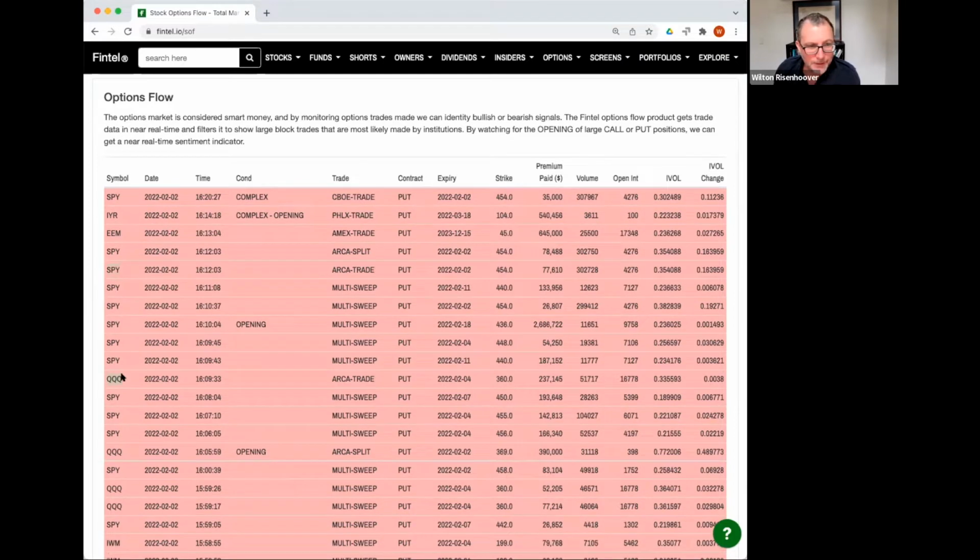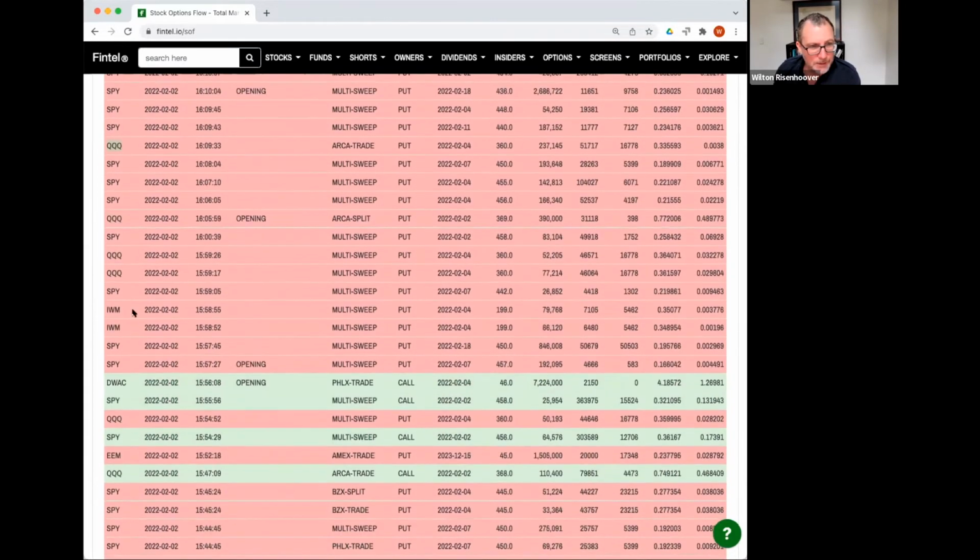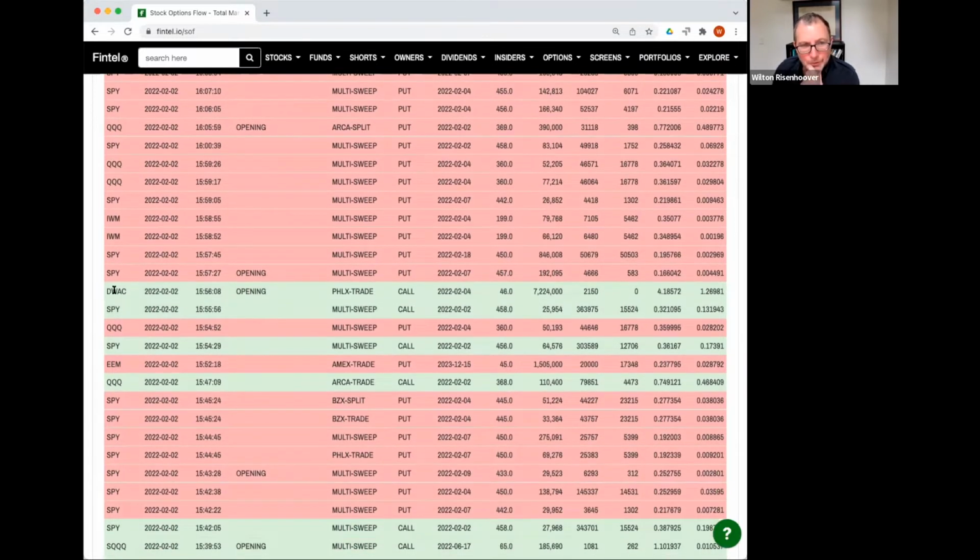A lot of it is negative sentiment for QQQ. IWM is the small cap. But then you can look at some of these individual stocks. DWAC, that's Trump's company, I believe.